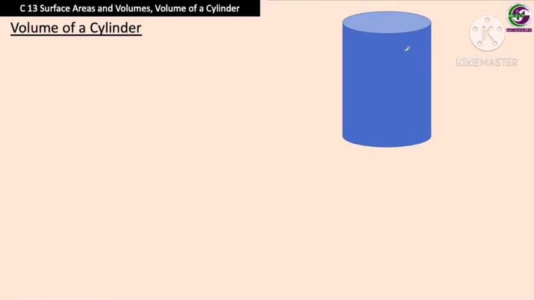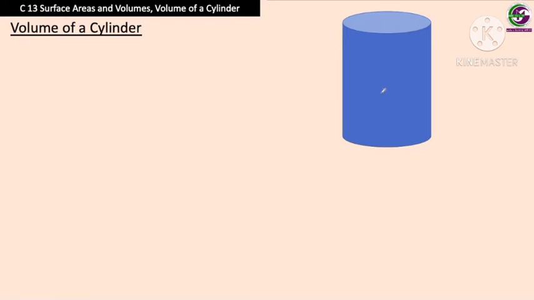So such 3D shapes which have the same face up and down are called prisms. Cube, cuboid, and cylinder are all examples of prisms. And also we have triangular prism with triangle on the top and base, hexagonal prism, heptagonal prism, octagonal prism. These are all some examples of prism.